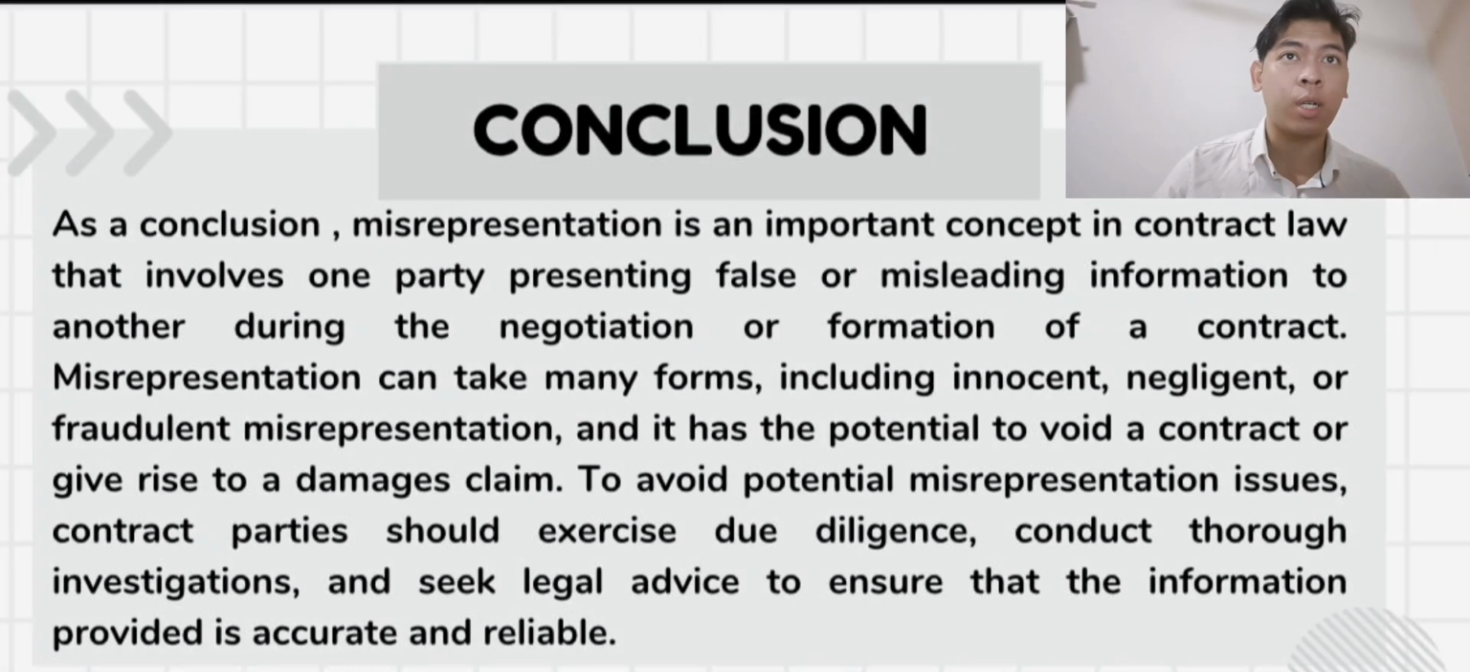In conclusion, misrepresentation is an important concept in contract law that involves one party presenting false or misleading information to another during the negotiation or formation of a contract. Misrepresentation can take many forms, including innocent, negligent, or fraudulent misrepresentation, and it has the potential to void a contract or give rise to a damages claim. To avoid potential misrepresentation issues, contract parties should exercise due diligence, conduct thorough investigations, and seek legal advice to ensure that the information provided is accurate and reliable.